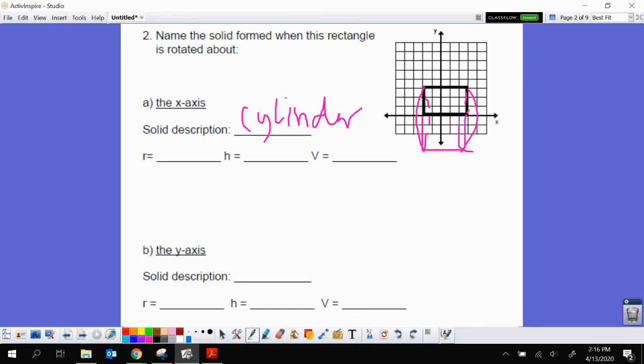Sorry. The radius is here. Okay, so that's still going to be 3. The height is 5. And just to save time here, we've already figured this out. This was 45 pi.